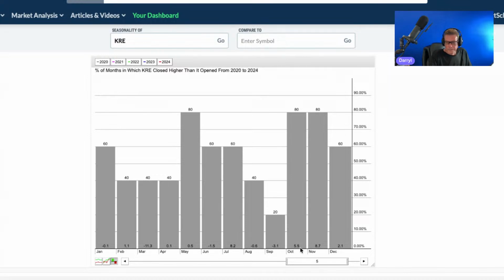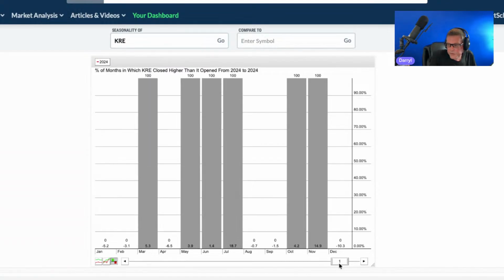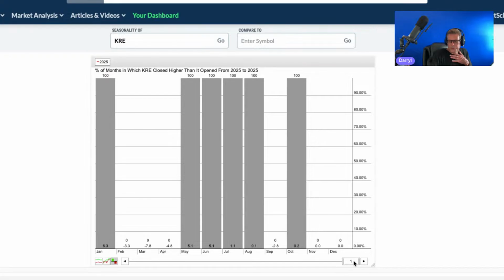October, the typical price increase is 5.5%. November is 8.7%, and in December it's 2.1%. So then if I just go to looking at just 1 year, we can see that in September it was down minus 2.8%. So that kind of follows that pattern that we saw where September is a pretty rough month. And we're only 6 days into October, but we're up about 0.2% already.